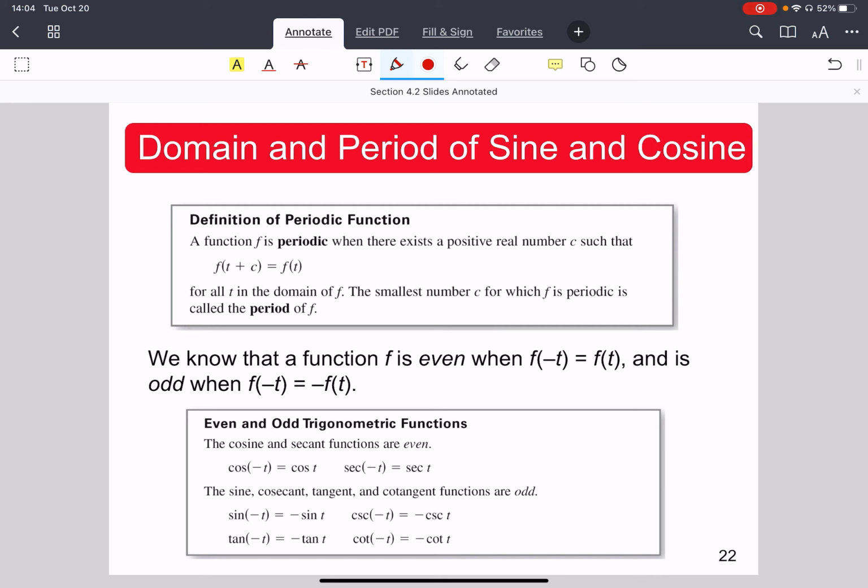One other thing we need to know is the even and odd situations. In general, cosine and secant functions are even. The sine, cosecant, tangent, and cotangent are all odd functions.